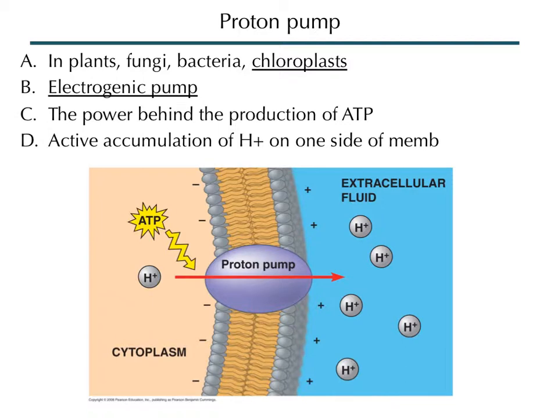Proton pumps are also electrogenic because they are pumping ions, so the positive charge is going to build up, in this case, on the outside in the extracellular fluid, and in this case the negative is on the inside. This is an active transport, so it does take energy, in this case in the form of ATP.